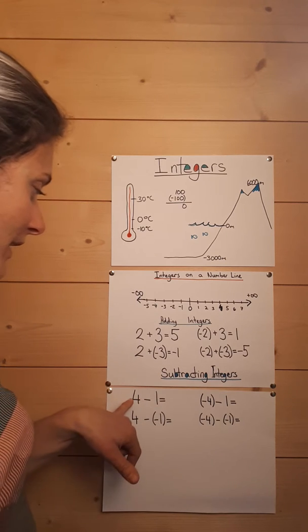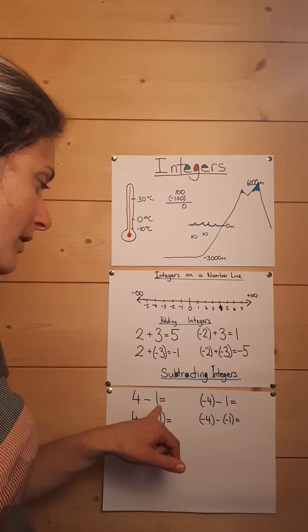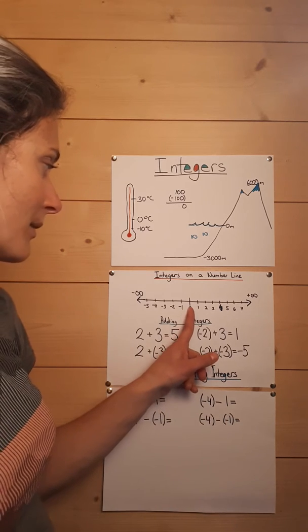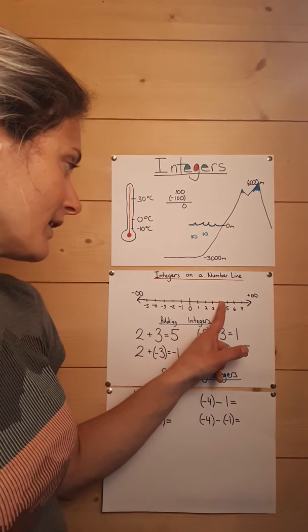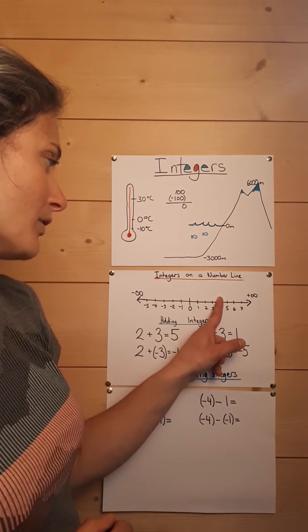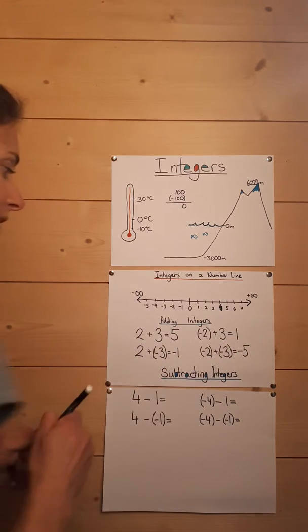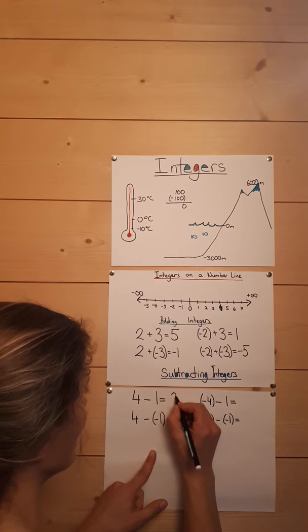We're going to begin with 4 minus 1, or positive 4 minus positive 1. When I do that on my number line, I'm starting at 4, and then I subtract a value of 1, meaning I move in the negative direction one time. 4 minus 1 is 3.